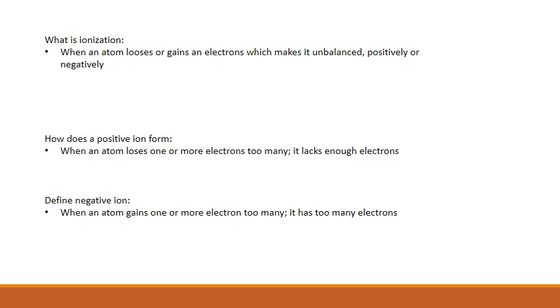What is ionization? When an atom loses or gains electrons, which makes it unbalanced, positively or negatively. How does a positive ion form? When an atom loses one or more electrons, it lacks enough electrons, and that is when a positive ion is formed. A negative ion, third question, is when an atom gains one or more electrons, or it has too many electrons. So it is a negative ion.